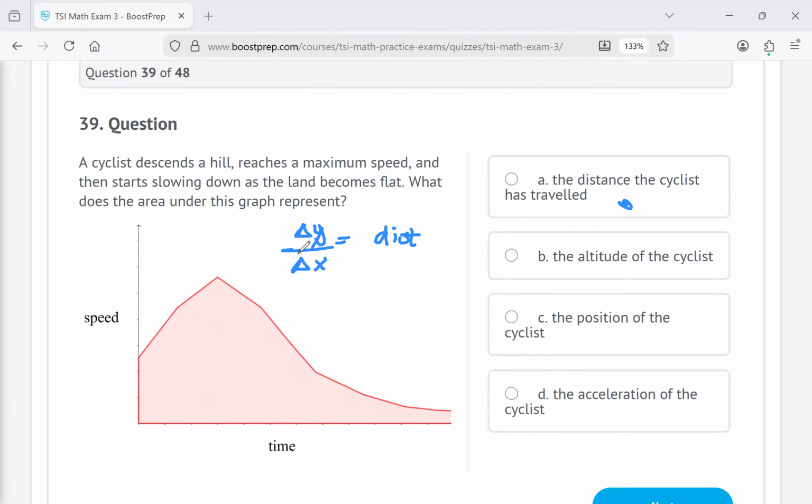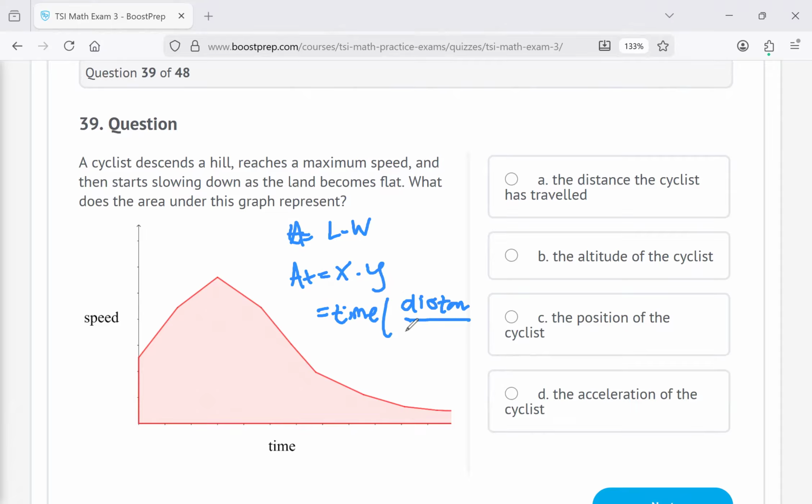I'm sorry, no, I got it mixed up. They're saying what is the area? So what is the area? It's basically length times width, or in our case, the x times the y. The x is the time, y is the speed, which is basically distance over time. And then what happens is the times disappear, so you're left with distance.